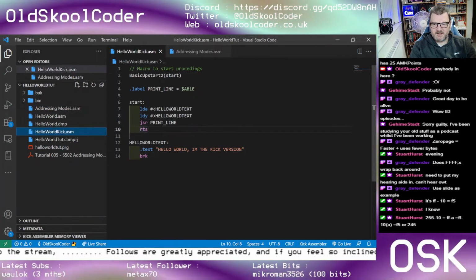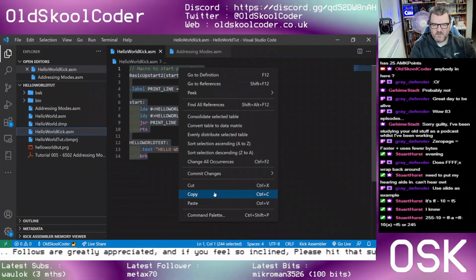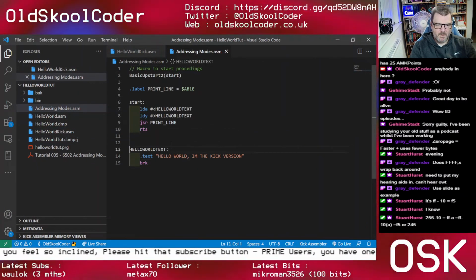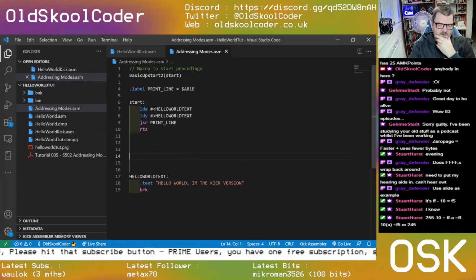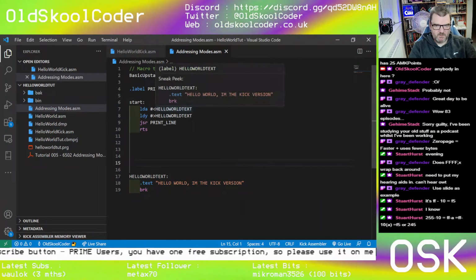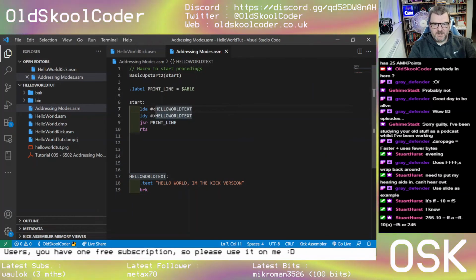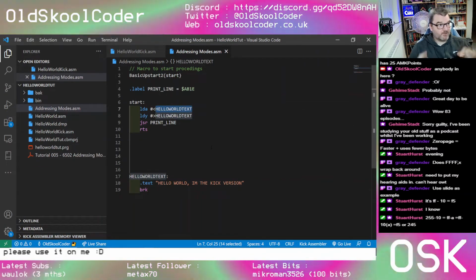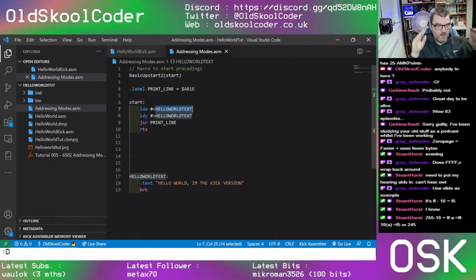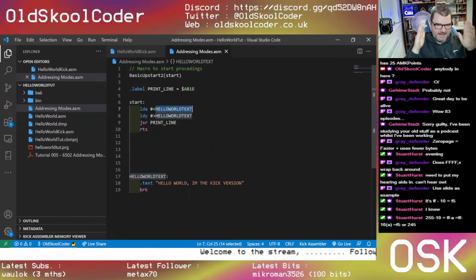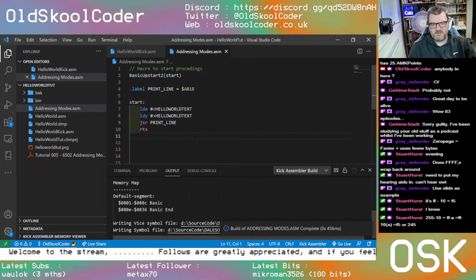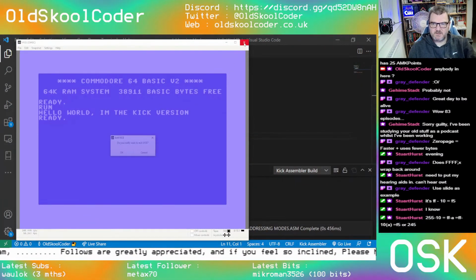Right, let's grab this. We'll use this as our example. As you can see, in our Hello World example, we are using immediate modes. We are loading numbers directly into the accumulator, and you can show that by pressing F6. We'll let it run. There you go, it works.